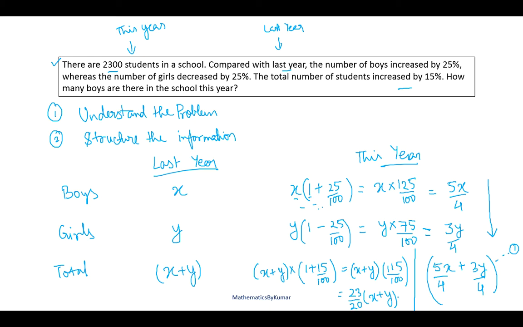Now, first thing you have to understand is that both of these represent the same value. I have used two different methods to reach the same value. So both of them are equal to 2300. I'll use this fact to find more details about x and y, and what I'm specifically looking for is two equations in x and y.